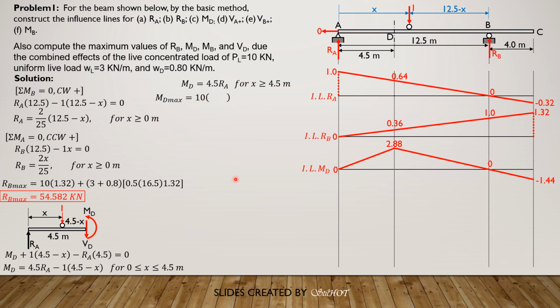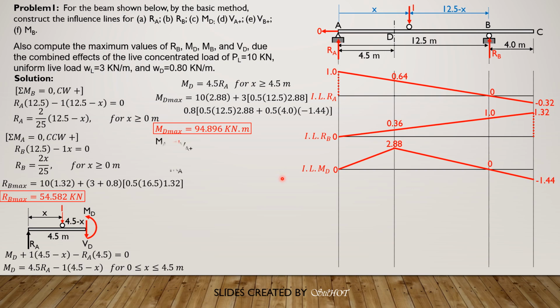So therefore, maximum moment at D is 10 times 2.88 plus, for the live load, 3 times quantity 0.5 times 12.5 times 2.88. Then for the dead load, 0.8 times quantity 0.5 times 12.5 times 2.88 plus 0.5 times 4 times negative 1.44. So the maximum moment at D due to the combined effects of these above-mentioned loads is 94.896 kilonewton-meters.